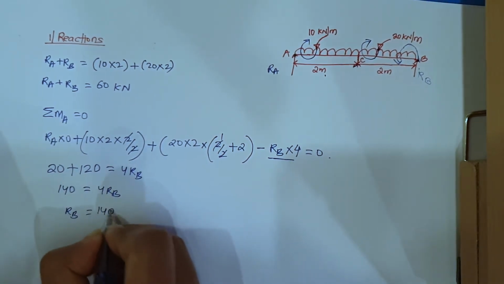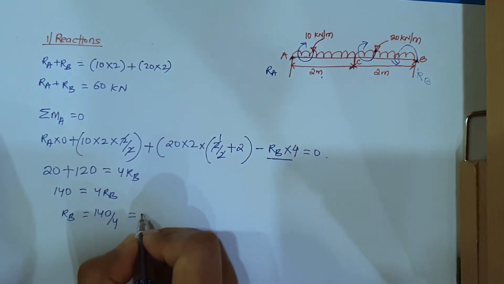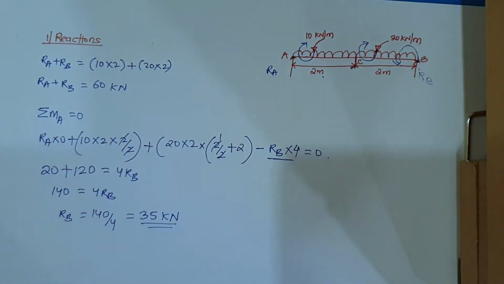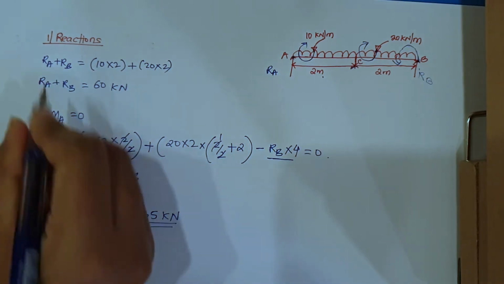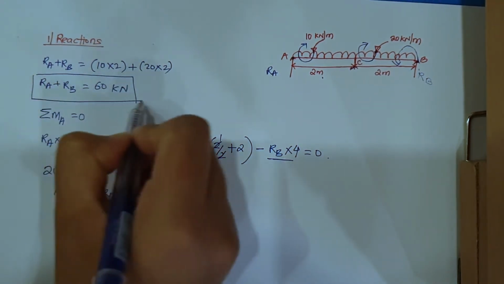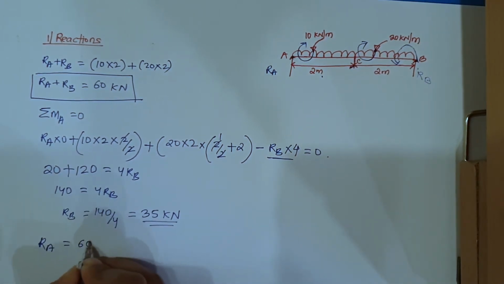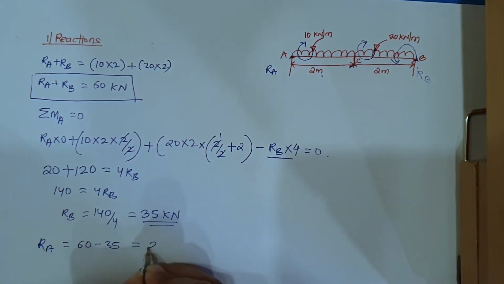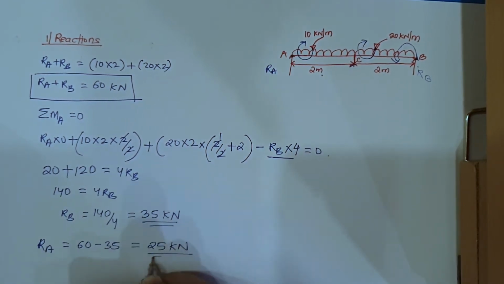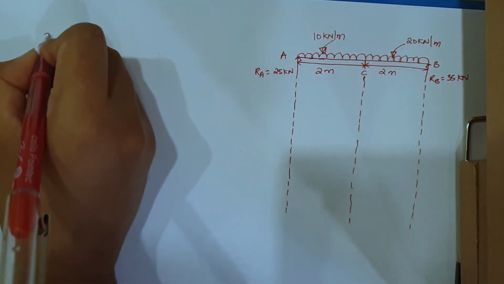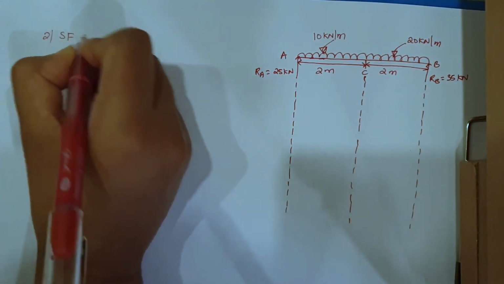RB will be equal to 140 divided by 4. This will be coming equal to 35 kilonewton. So we found reaction RB. Now let us find RA from this equation here, right? So from here RA will be equal to 60 minus 35, which will come equal to 25 kilonewton. Now let's find shear force, right? Number 2, shear force.